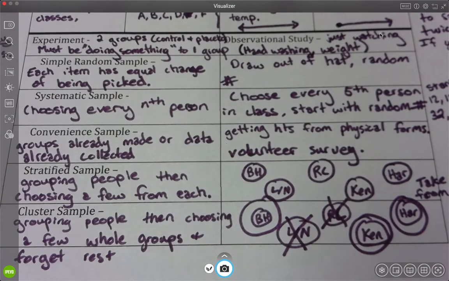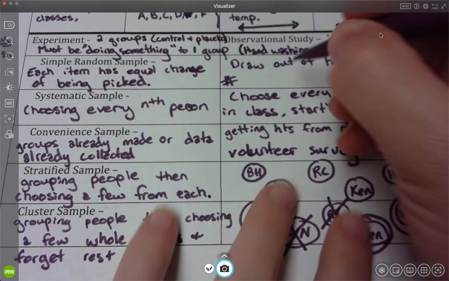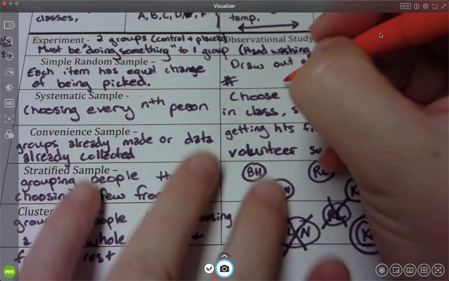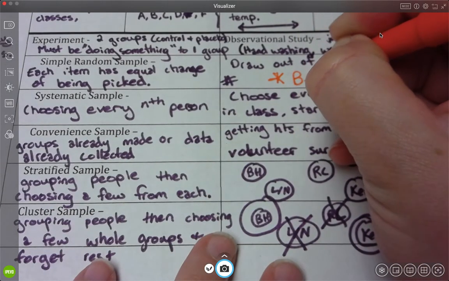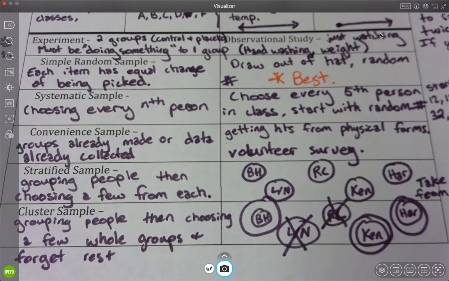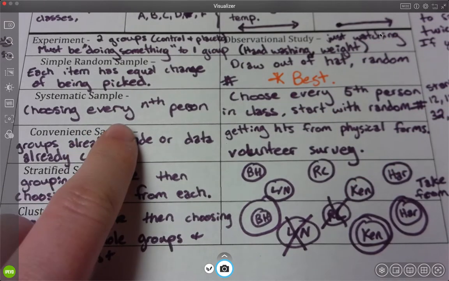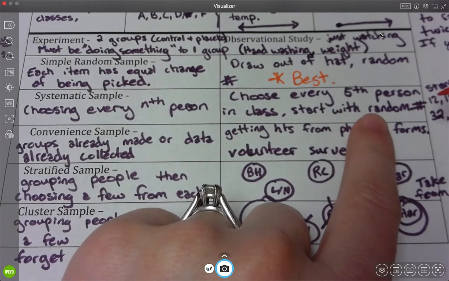So out of these, the very, very best method, I'm going to put this in a different color because it's really important. Very, very best method is to do this one, is to just completely do a random grouping and just randomly draw out people, okay? So as I go through these, let's talk about some bad things. Choosing every 5th person starting with the 12th person, okay?